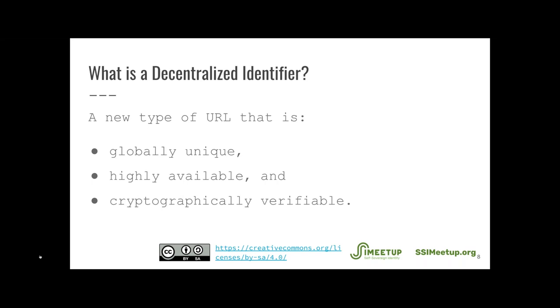So a DID is basically a new type of identifier that you can look up and get content for, but when you get that content, you know that it's always going to be there, right? It's highly mirrored around the world. And the other thing is that you know with mathematical certainty, with cryptographic certainty, that the data that you're getting back is valid. So that's really it in a nutshell, but we'll build on why that's important through the next slides. Yeah, so let's go ahead and jump to the next one.